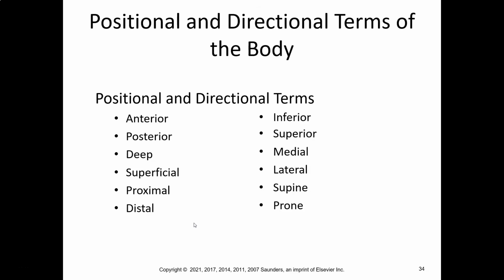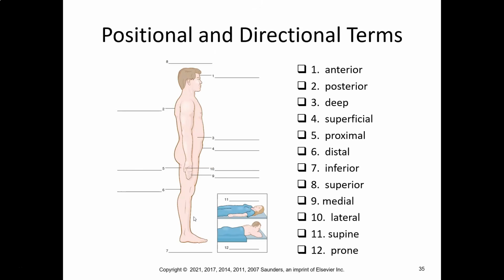Some positional and directional terms. This is very important to know. What does anterior mean? Posterior. What does deep mean? Superficial, proximal, distal, inferior, superior, medial, lateral, supine, and prone. So spend some time on this. All right. So if you look at positional and directional terms, where's anterior? Where's posterior? What's deep? What's superficial?